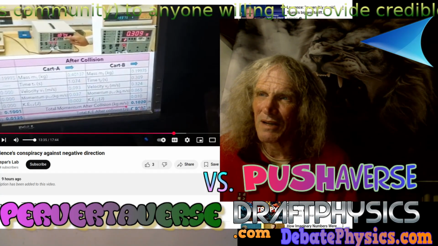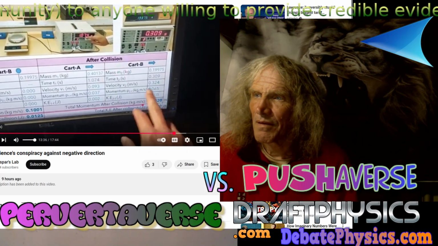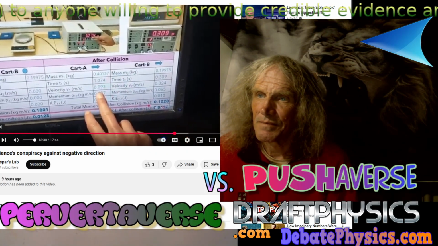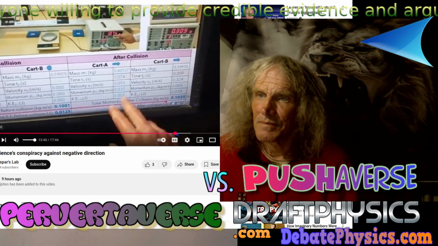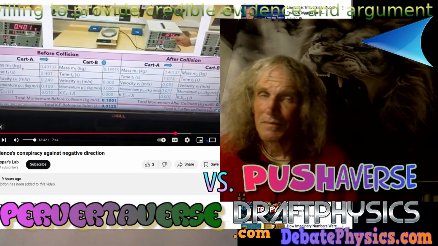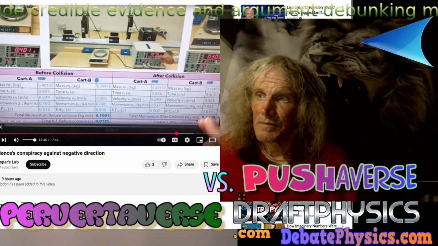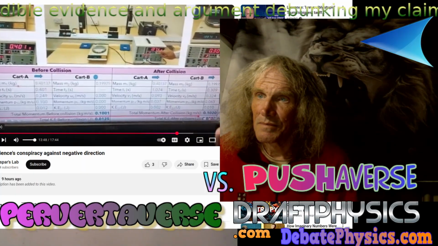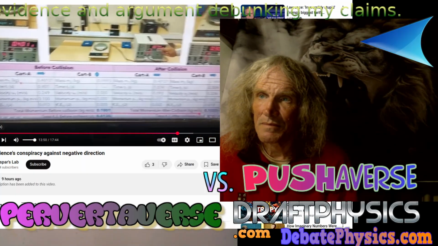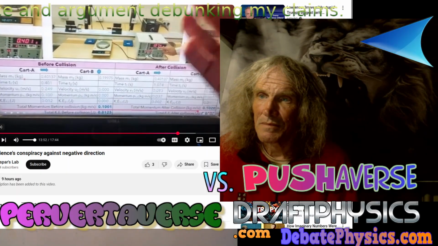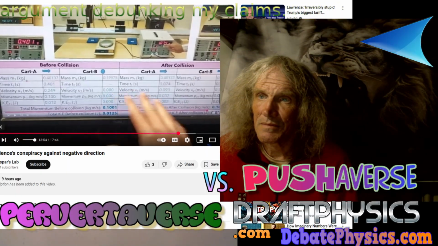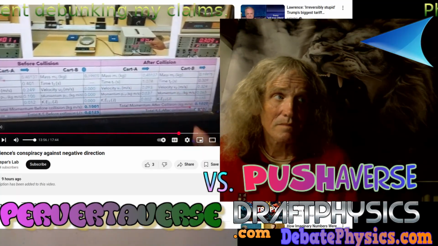Why are you wasting my time with this one? Add those together and we get 102. So 100 and 102, momentum is conserved. And so once again, it doesn't matter what the mass ratios are, doesn't matter what the velocities are. We have different velocities, different mass ratios, and we still have the same momentum before and after collision.